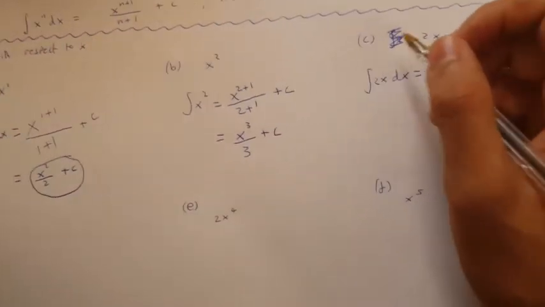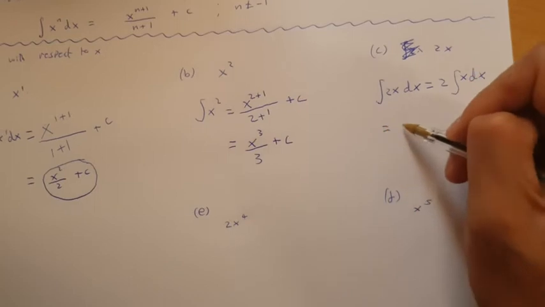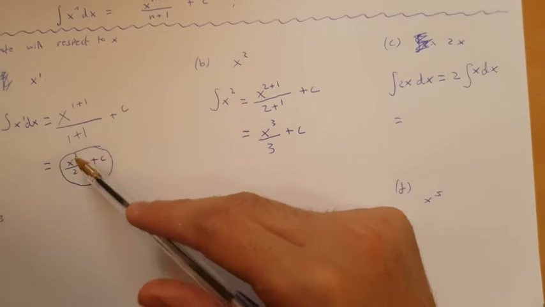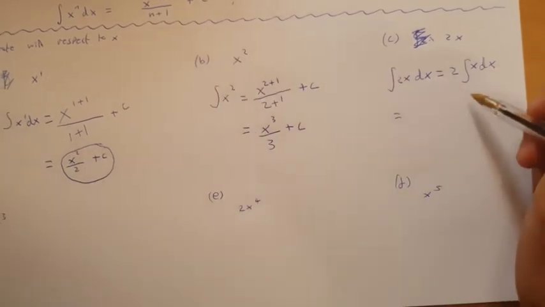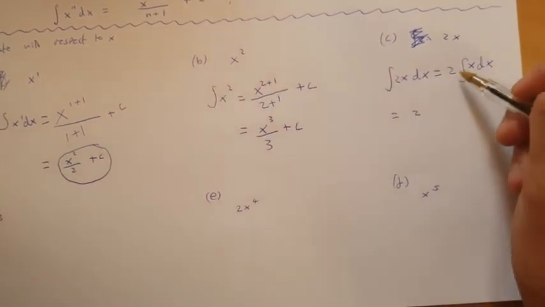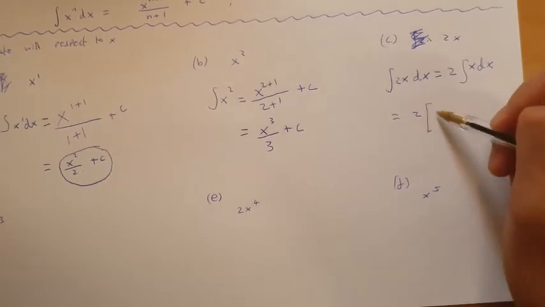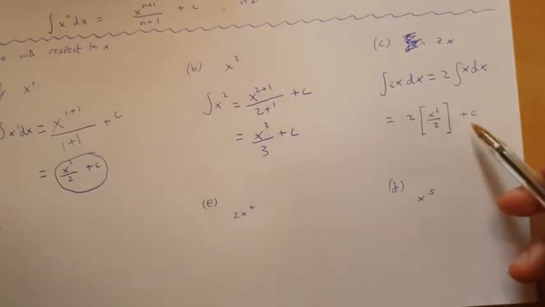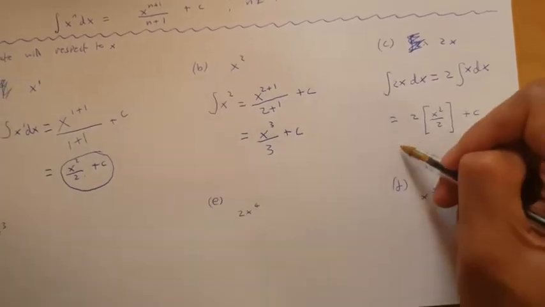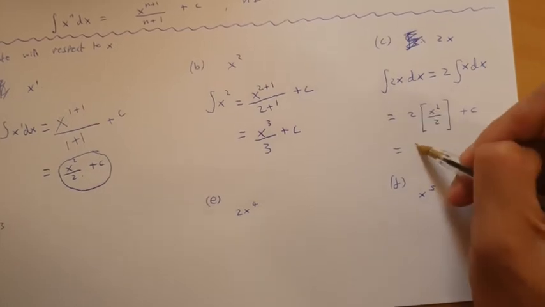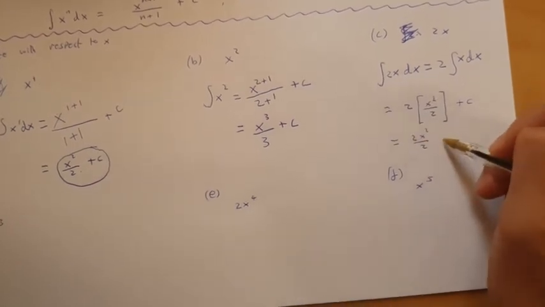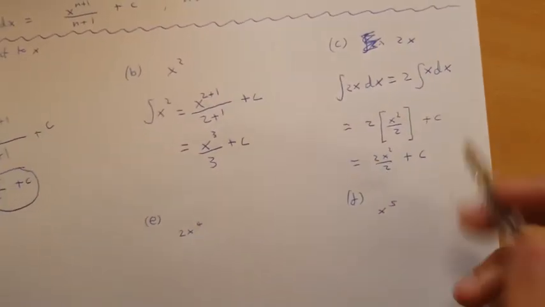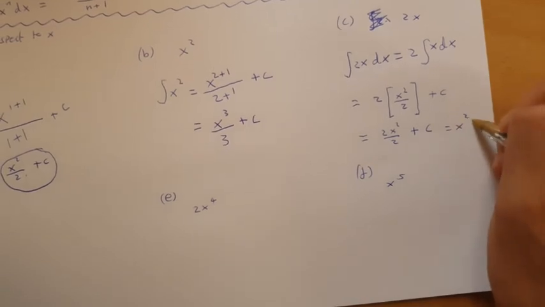plus c. So all we're doing here now is, see the bit where we've integrated the x and it gave us that? So now all we're doing is we're timesing that by 2. So it's 2 times x squared over 2 and plus c. So just leave the constant of integration out, there's no need to times it by 2. And then you get 2x squared over 2 plus c. Now look here. The 2's cancel, which just leaves you with x squared plus c.